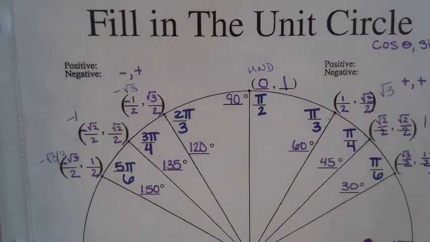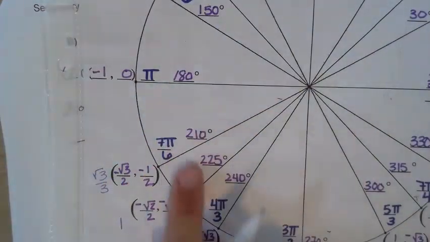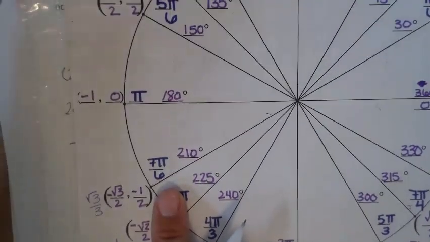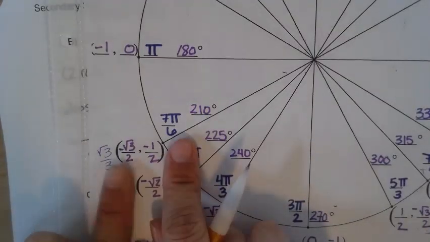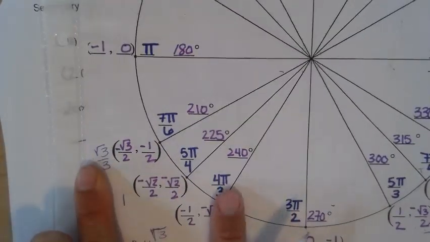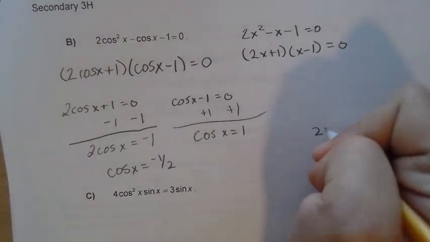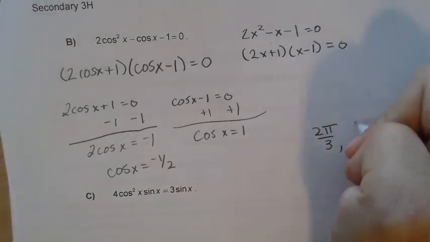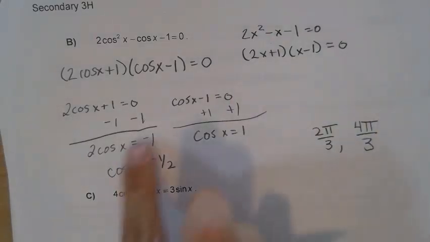I'll look for the negative 1/2 first. So negative 1/2, we have 2 pi over 3 and 7 pi over 6. Actually, I did that wrong for 7 pi over 6 because I looked at the sine. I need to look for the cosine, right? So it's actually 4 pi over 3. So we have 2 pi over 3 and 4 pi over 3. Now that concludes the negative 1/2.